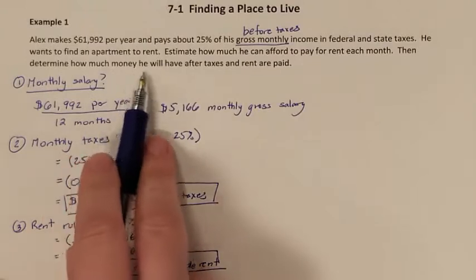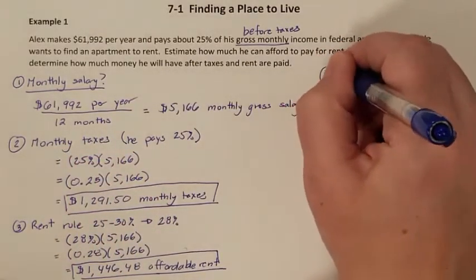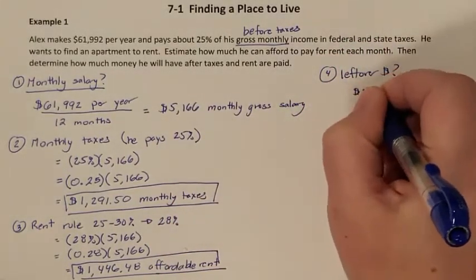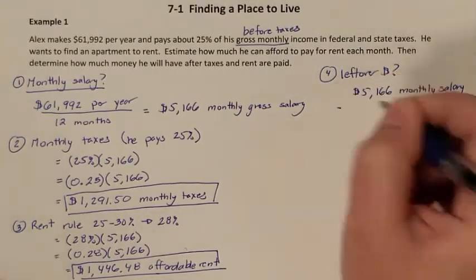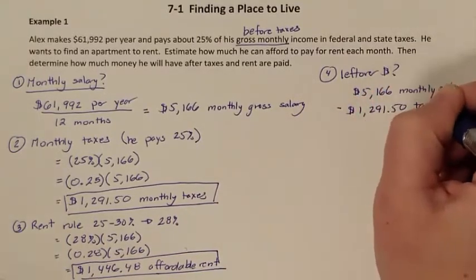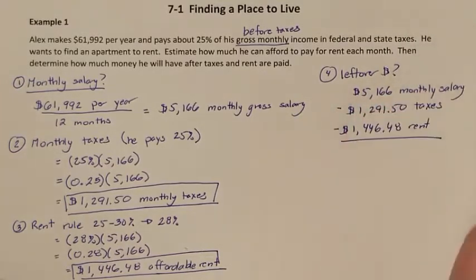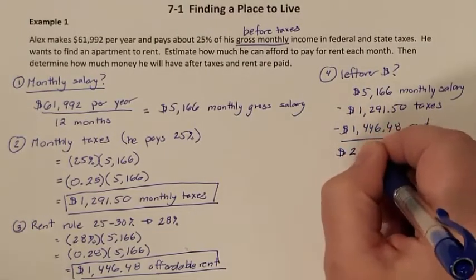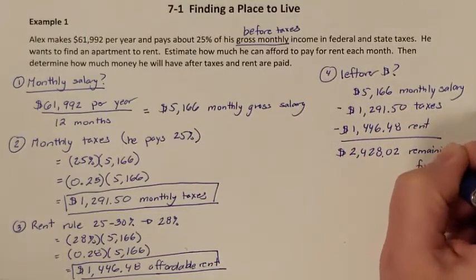Then determine how much money he will have after taxes and rent are paid. So we're trying to figure out how much money is left over. So every single month he gets $5,166. This is his monthly salary. We need to remove the taxes, so we're taking away the taxes, and we need to take away his monthly rent as well. If we took away his taxes and his rent, he would end up having $2,428.02 remaining. So this is his remaining funds.